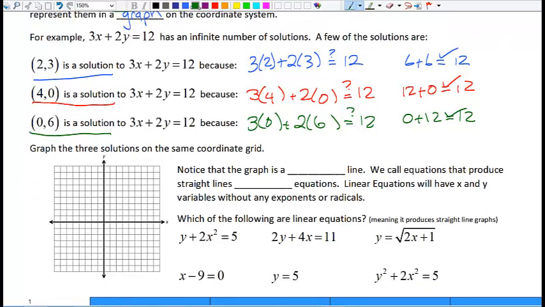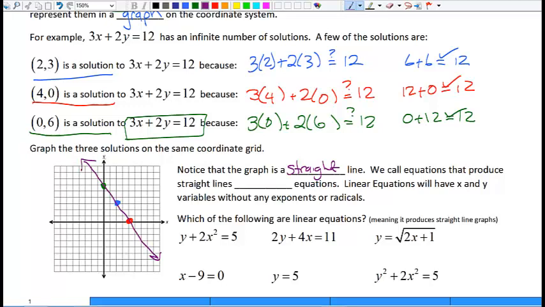The light blue one was positive 2, positive 3, which is the same plotting that we just practiced. The red point was 4 to the right, 0 on the x-axis. And then the green one was 0 left and right, and up 6: 1, 2, 3, 4, 5, 6. There we go. Those 3 points are all solutions to the line 3x plus 2y equals 12. Now, notice the points are collinear, and if I connected them, it would make a straight line. So let's go ahead and connect those.